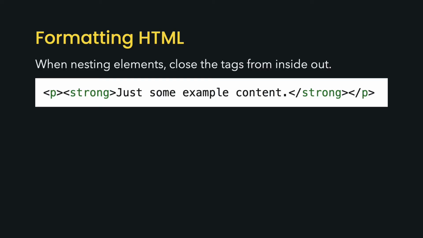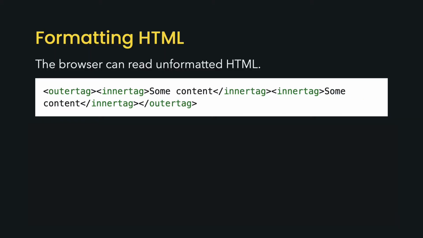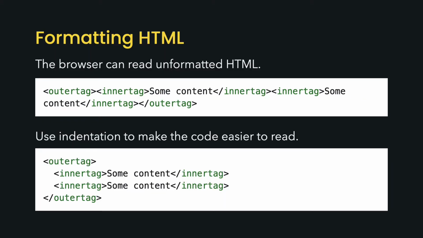HTML tags are often written inside of other tags, so when you're nesting a tag, make sure to close the tags from inside out. For the browser, writing all the tags on one line doesn't matter, but for us, it's convention to use whitespace and indentation to make it easier to read. Each nested element is usually written on its own line and indented once.